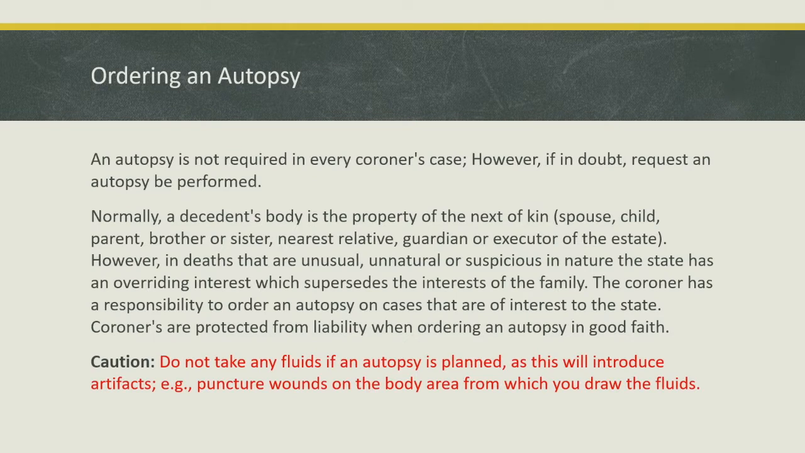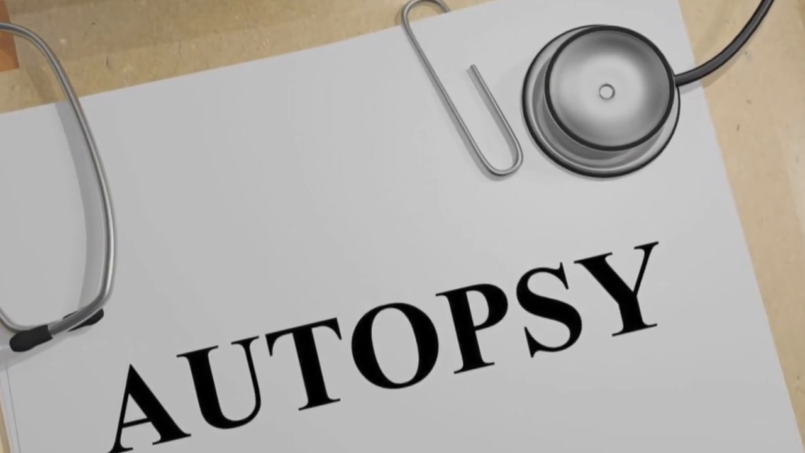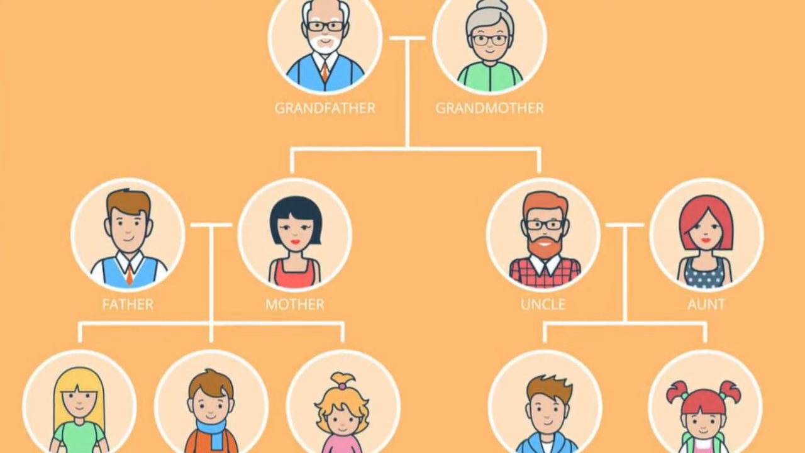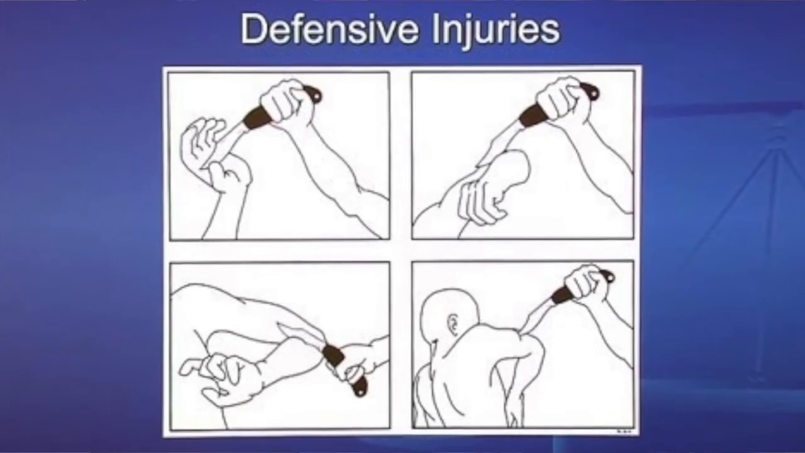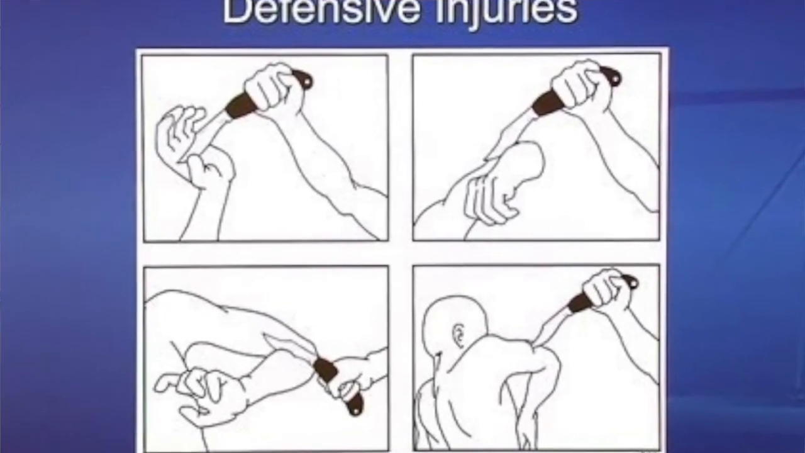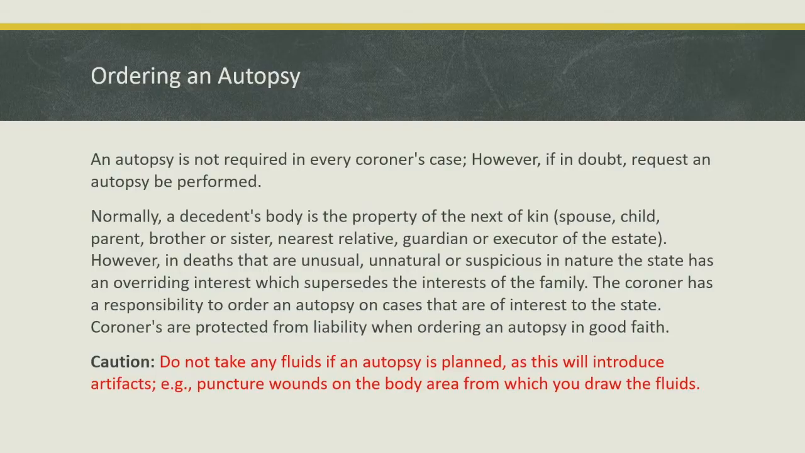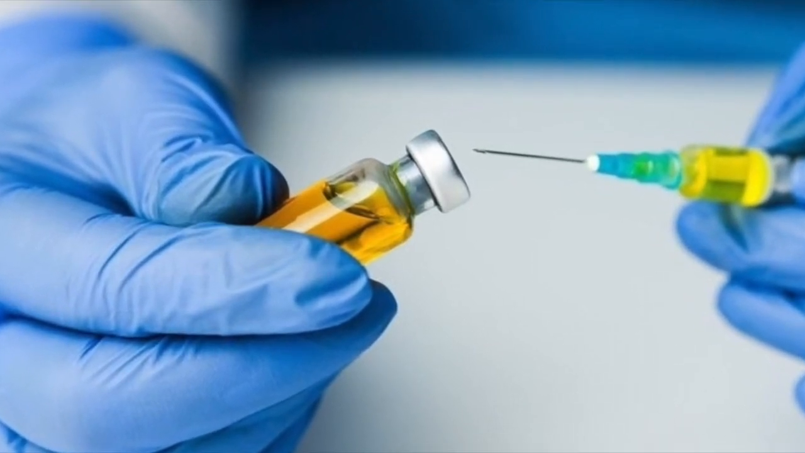Now let's get into ordering an autopsy. An autopsy is not required in every coroner case. However, if in doubt, request an autopsy be performed. Normally, a decedent's body is the property of the next of kin, such as a spouse, child, parent, brother or sister, nearest relative, guardian, or executor of the estate. However, in deaths that are unusual, unnatural, or suspicious in nature, the state has an overriding interest which supersedes the interest of the family. The coroner has a responsibility to order an autopsy on cases that are of interest to the state. Coroners are protected from liability when ordering an autopsy in good faith. Caution: do not take any fluids if an autopsy is planned, as this will introduce artifacts.